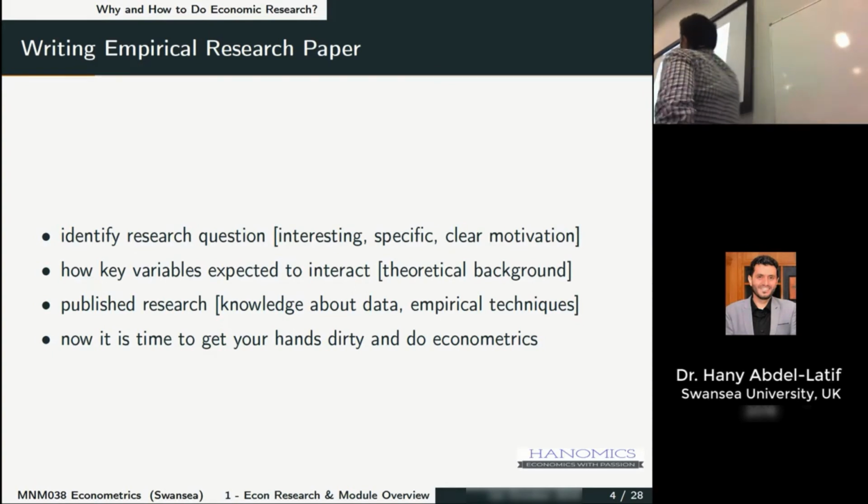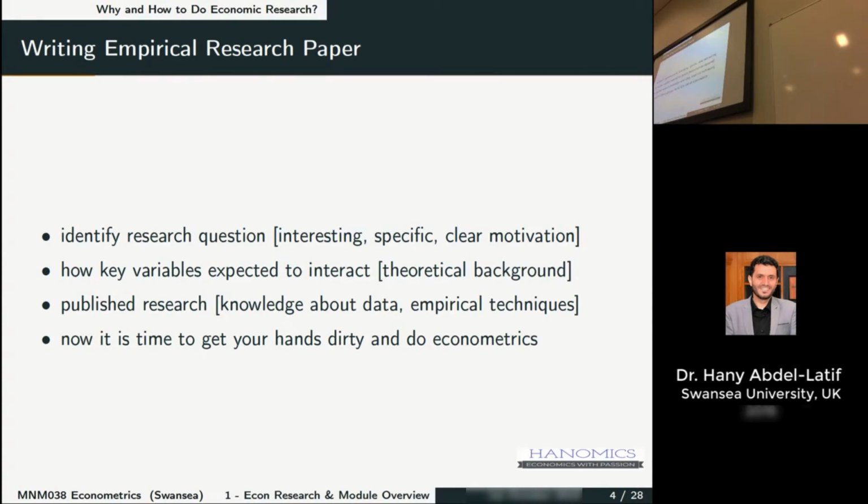Anyway, the whole point of this introduction is to put econometrics in context. So never do econometrics without thinking about these steps first. Why am I here? Why am I doing this? I need to think first. What's my research question? What does theory tell me about this? So what should I expect? How do these variables interact?